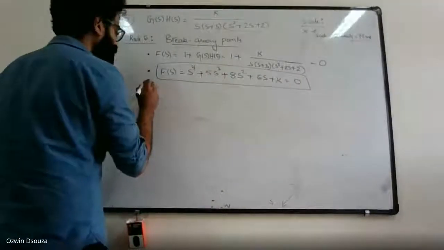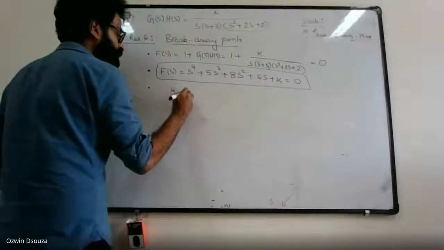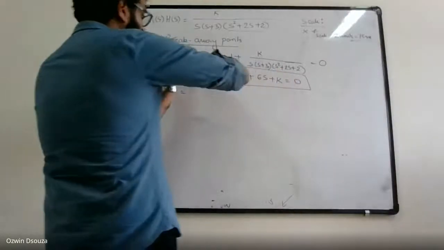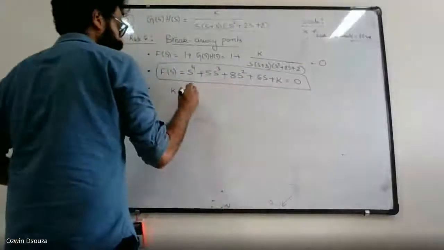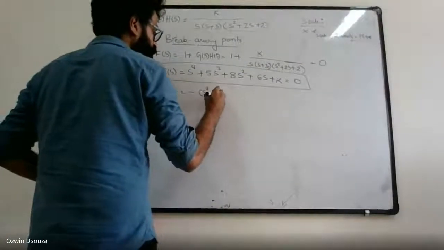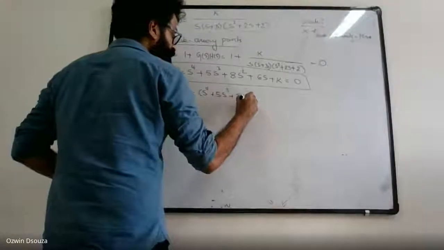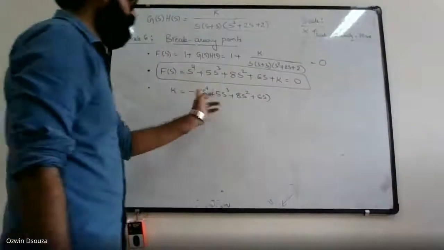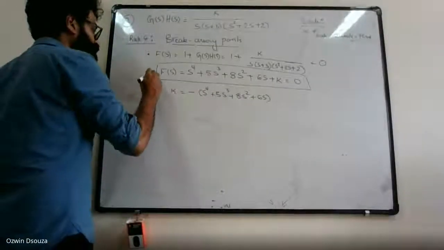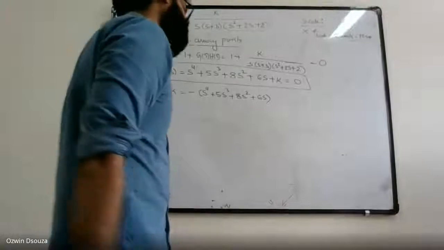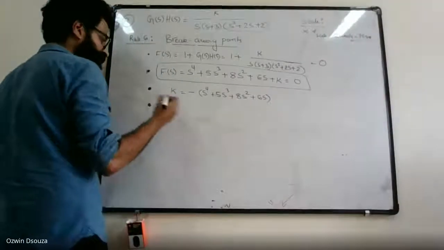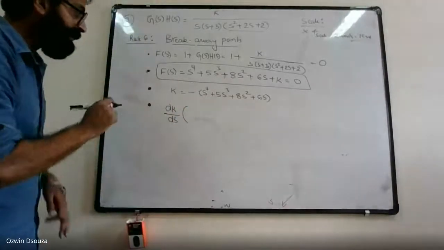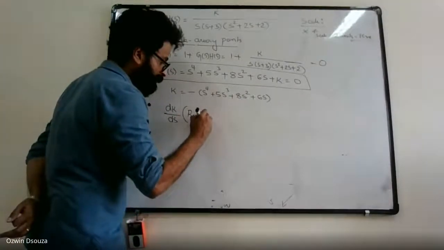Once you have the characteristic equation, let us find k. So k is equal to what? Any of this is 0. So k is equal to, you can take all the s terms onto the right hand side: negative of s to the power 4 plus 5s cubed plus 8s squared plus 6s. So what you have done is you have taken all the s terms onto the right hand side. Once you have k, in order to find the breakaway points, find dk by ds. Let me write this: dk by ds is also called root sensitivity.